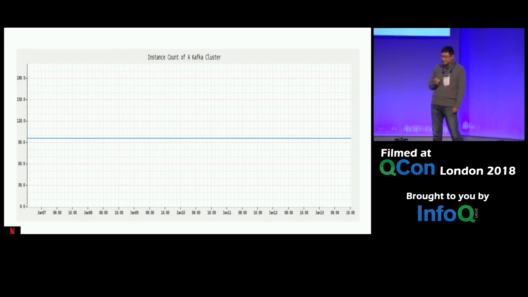By contrast, this is the instance count of one of our Kafka clusters. And you can see this is a very boring flat line. Why? This is because Kafka is difficult to scale. And usually we have to over-provision our Kafka cluster statically according to a presumed peak traffic.